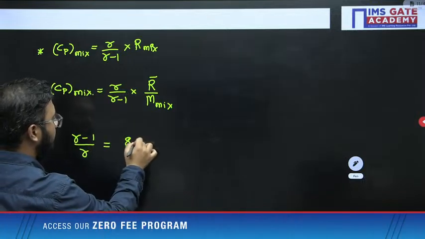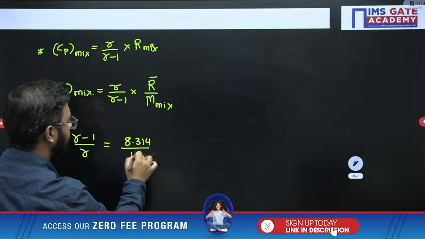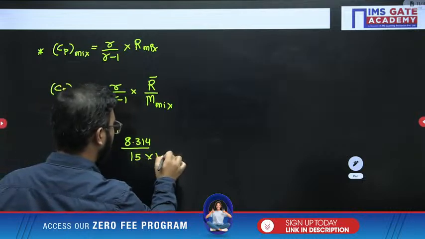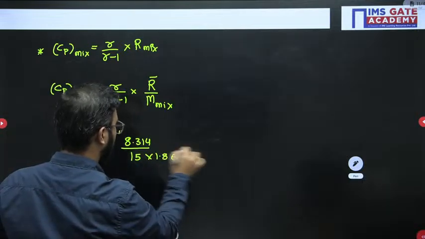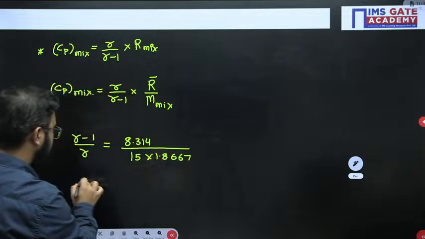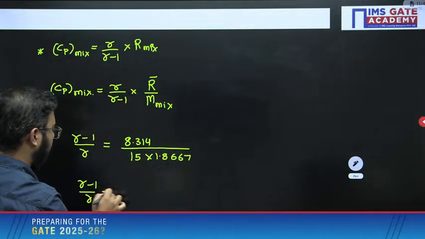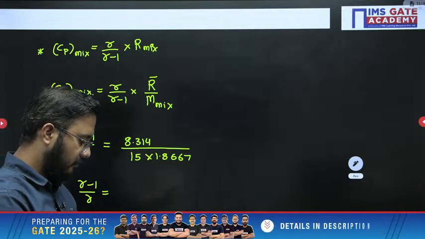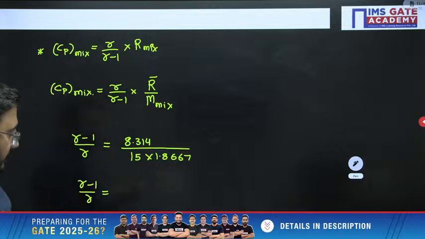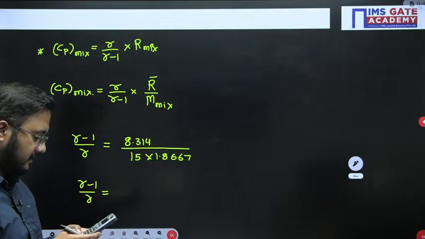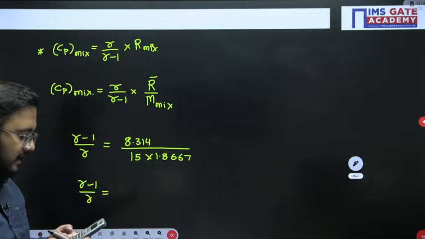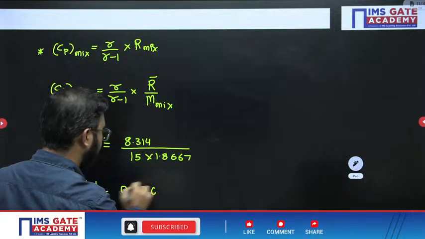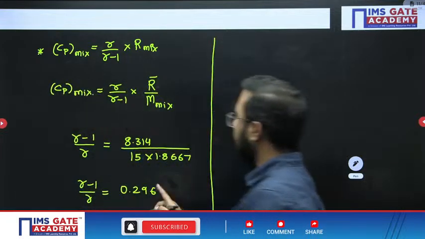R bar value 8.314, molecular weight of the mixture 15, Cp of the mixture we have calculated 1.8667. So gamma minus 1 upon gamma we will calculate from here. So it is 8.314 divided by 15 multiplied by 1.8667. So it is coming around 0.296. 0.296 is the value. Now this value we have to use where?